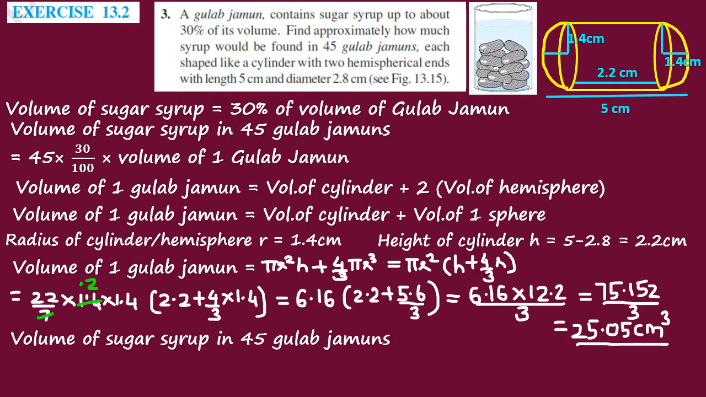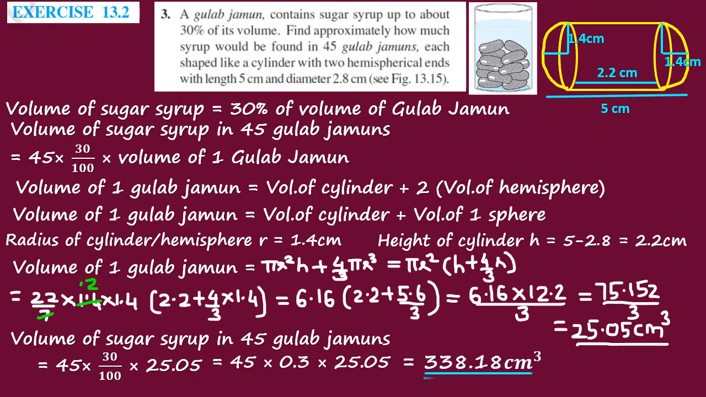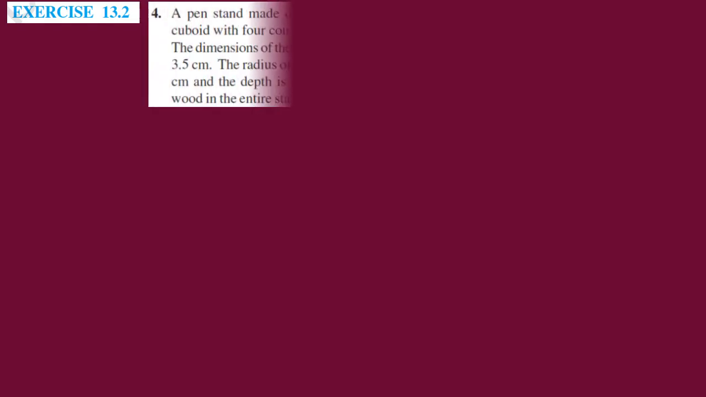Now, what will be the volume of sugar syrup in 45 gulab jamuns? So we have to multiply this volume into 45, and we have to find 30% of that. So that means 45 into 30 by 100 into 25.05. So on simplification, we get the answer 338.18 centimeter cube. That is the volume of sugar syrup in 45 gulab jamuns. Very interesting question. Now let us move on to question number 4.